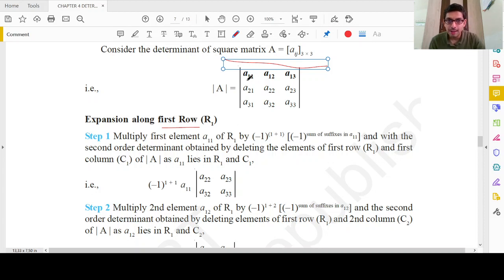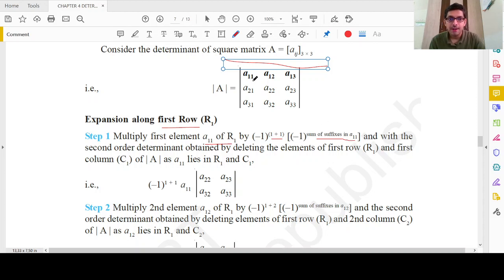So in the first row the elements are A11, A12, A13. In the first step, we multiply the first element of the first row, A11, by minus 1 to the power 1 plus 1. Where does this 1 plus 1 come from? 1 plus 1 is the sum of the suffixes of A11. Since we are taking the element A11, minus 1 to the power 1 plus 1 needs to be multiplied with A11. So minus 1 to the power 1 plus 1 into A11.